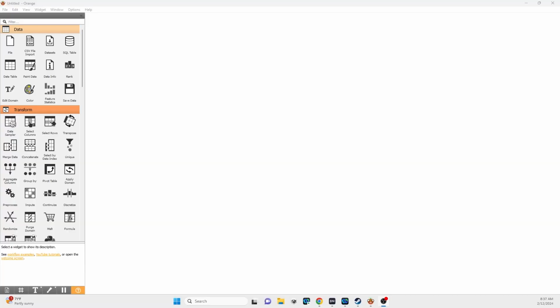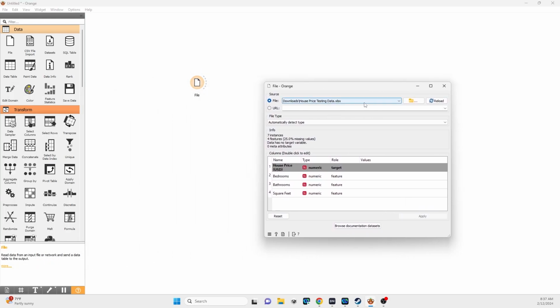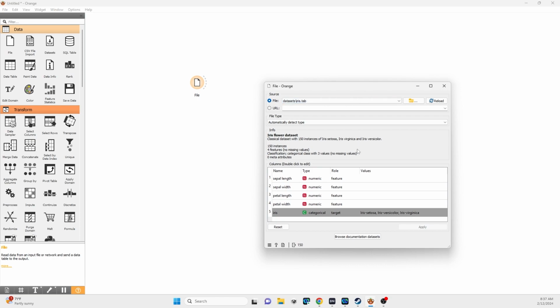All right, guys, let's do a rundown of how our Orange project is going to look when we are putting together a decision tree. We're training a decision tree to make a prediction about our data. So let's start out with a file. For my example, I'm just going to be using the already included iris dataset with Orange.